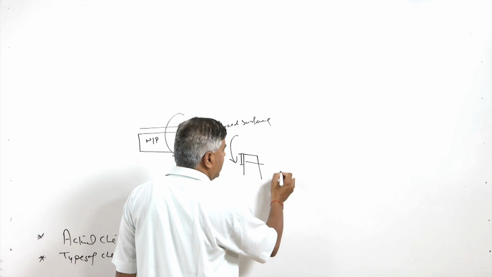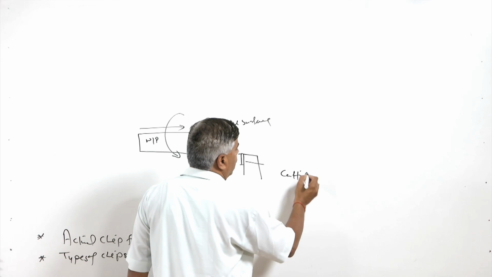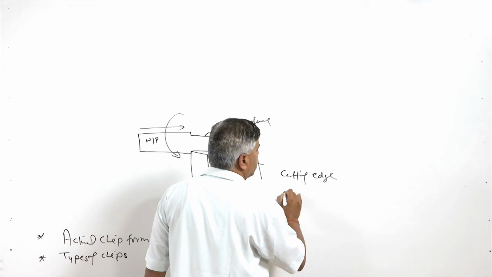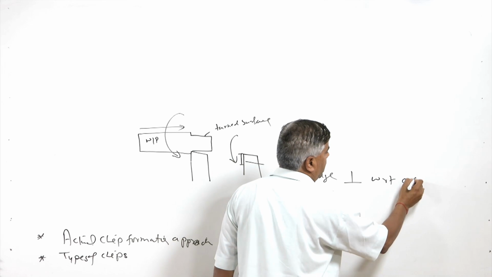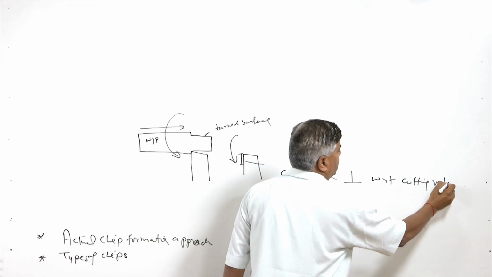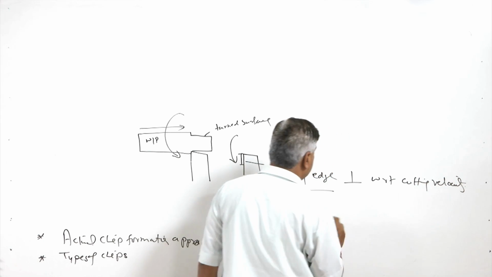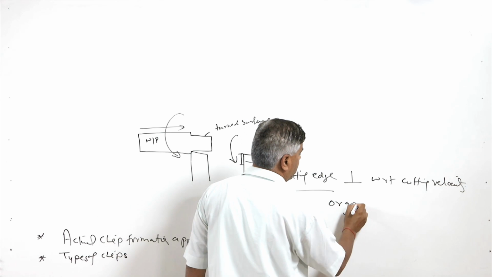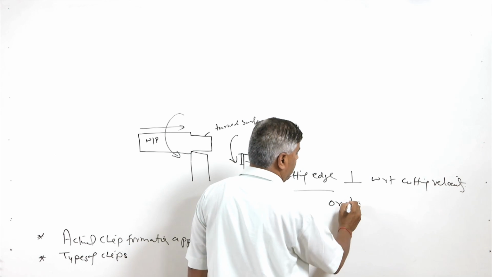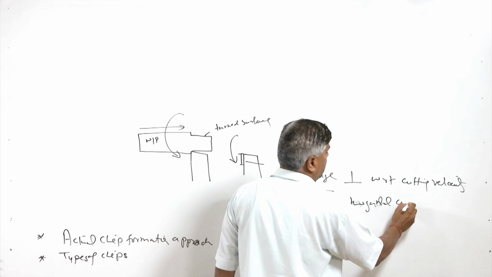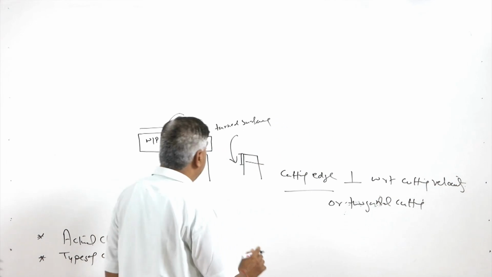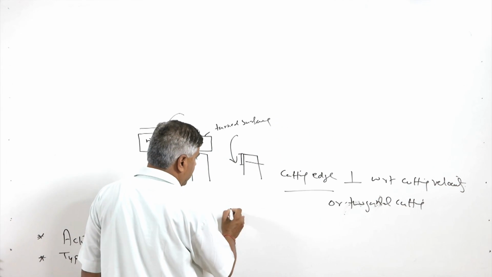So, when the cutting edge is oriented perpendicular with respect to the cutting velocity or the cutting direction, then it is termed as orthogonal cutting.